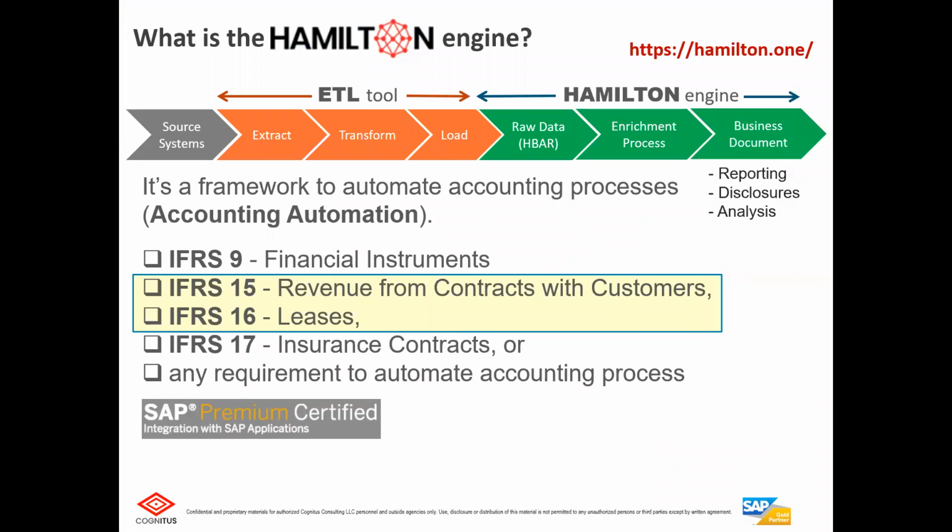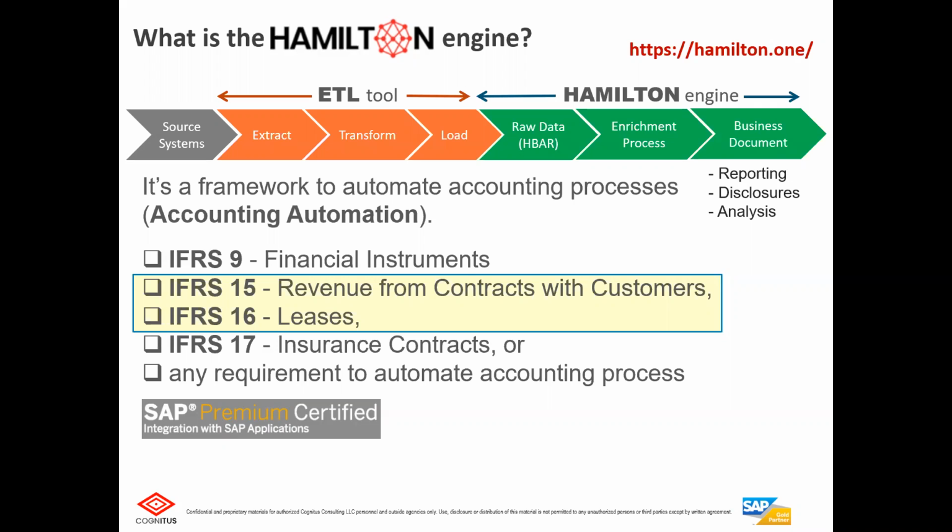So what is Hamilton engine? Hamilton engine is basically a framework to automate accounting process. It is an SAP Premium certified solution, integrated with SAP application. So Hamilton engine is a perfect solution, especially for IFRS compliance, and it is a complete package to process lease data, reporting and analytics.